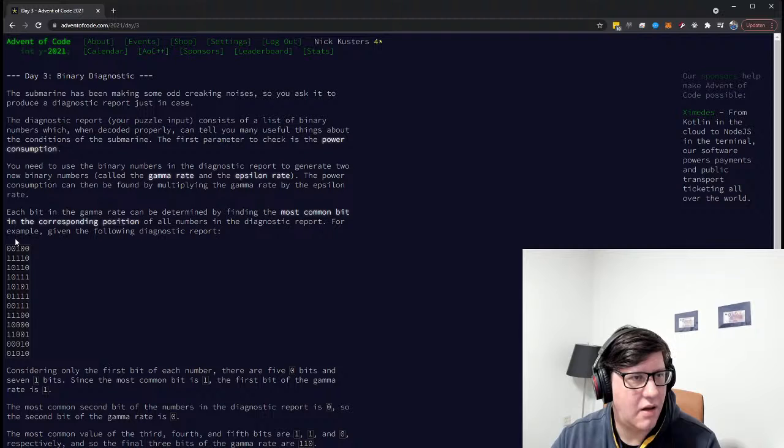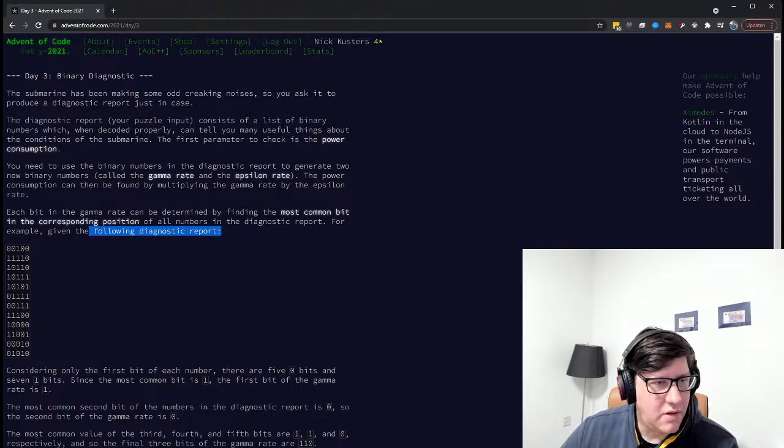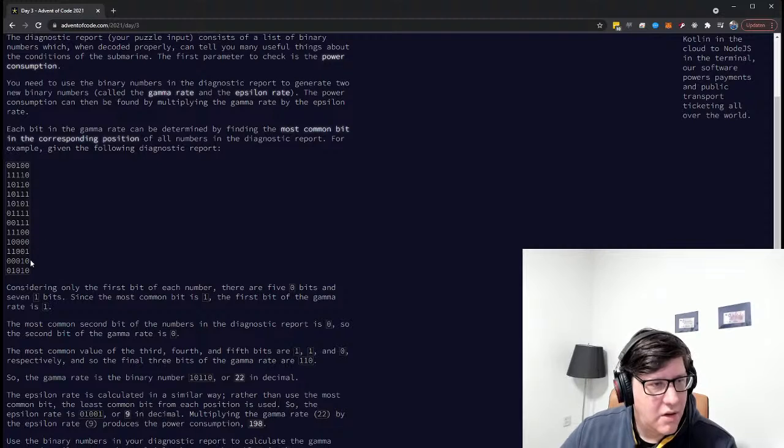Let's see. The diagnostic report, your puzzle input, consists of a list of binary numbers which, when decoded properly, will tell you many useful things about the conditions of the submarine. The first parameter to check is the power consumption. You need to use the binary numbers in the diagnostic report to generate 2 new binary numbers called the gamma rate and the epsilon rate. Okay? The power consumption can then be found by multiplying the gamma rate by the epsilon rate. Each bit in the gamma rate can be determined by finding the most common bit in the corresponding position of all numbers in the diagnostic report. For example, given the following diagnostic report, you have a bunch of binary.